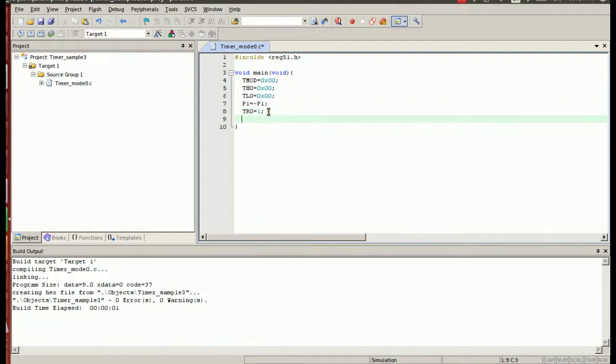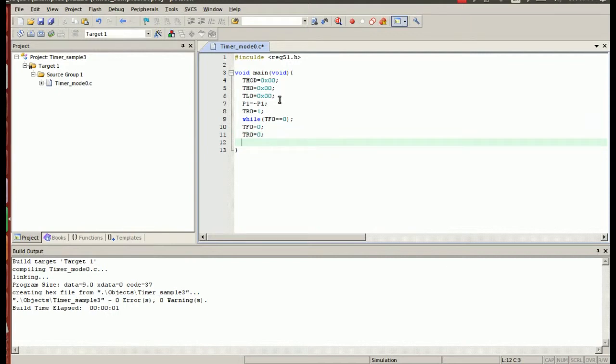Now once the timer overflows, TF0 will be 1. Till then TF0 will be 0. So we will loop using a while statement as long as TF0 is equal to 0. Once TF0 becomes 1, we will exit from the while loop and then we will reset TF0 as well as we will stop the timer. TR0 is equal to 0.